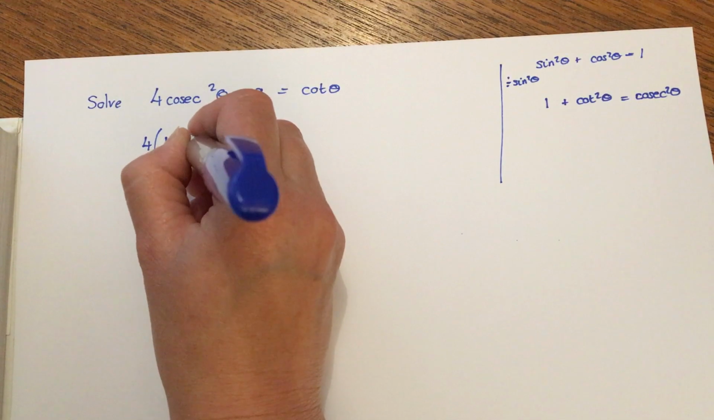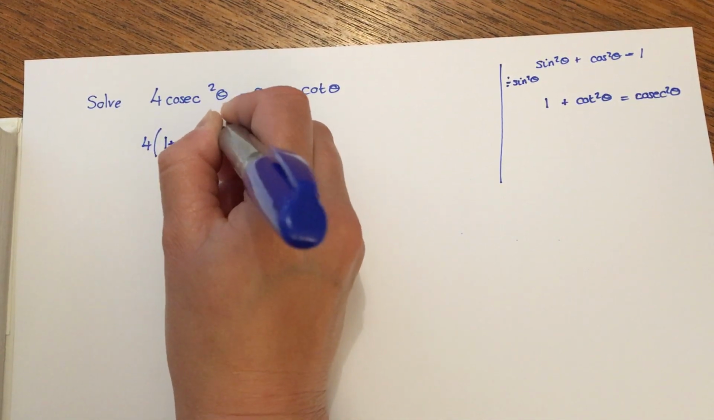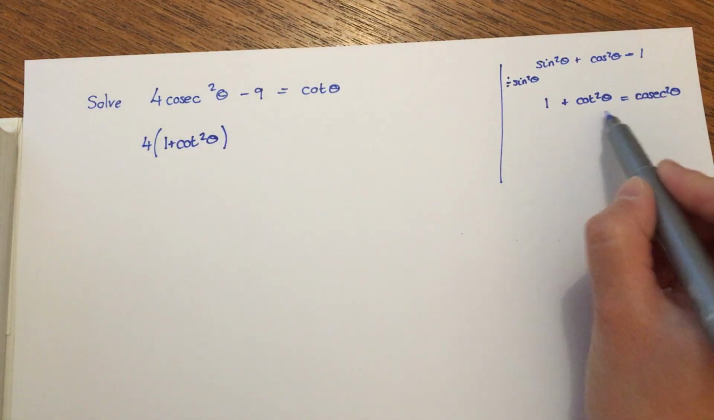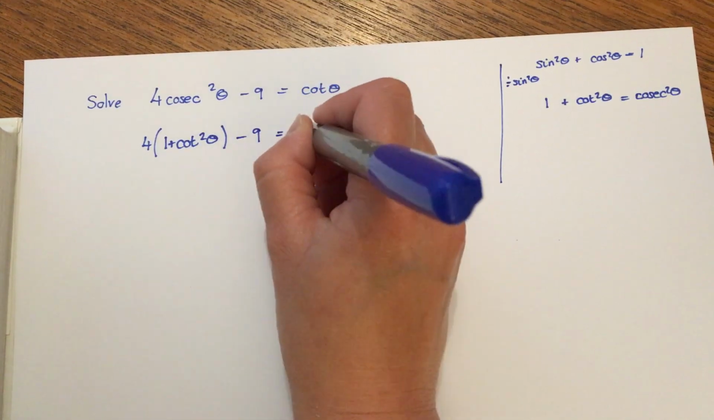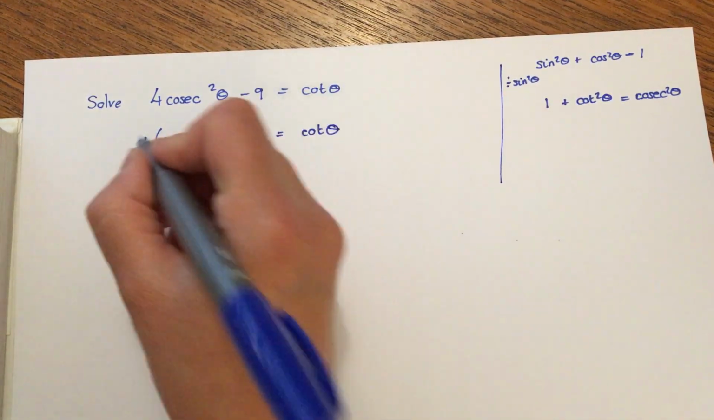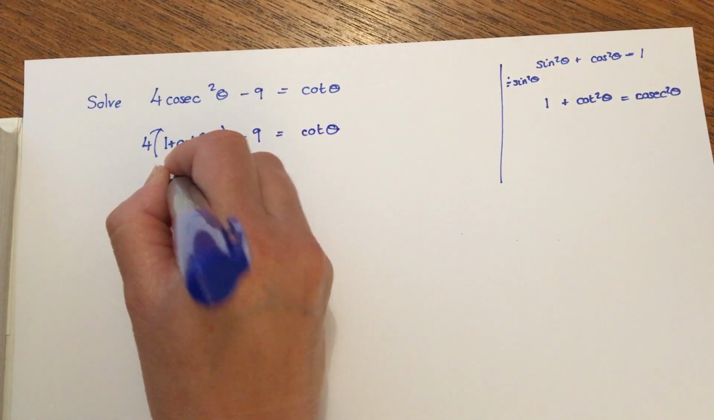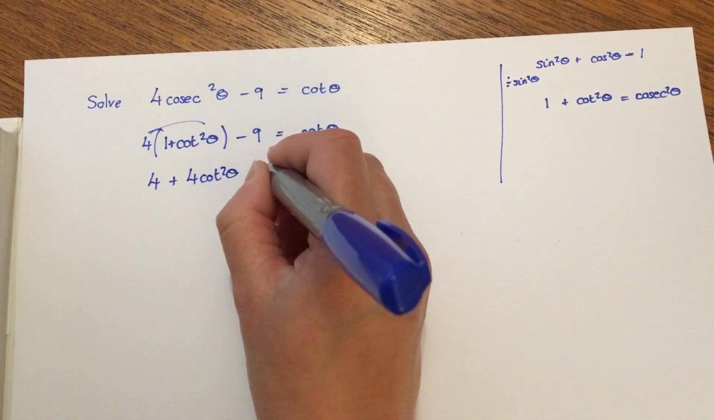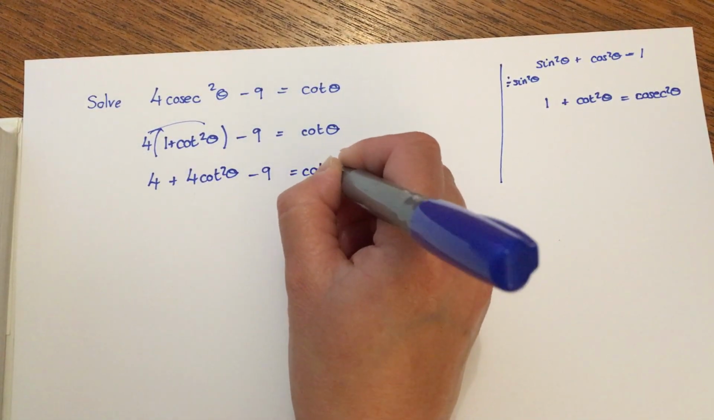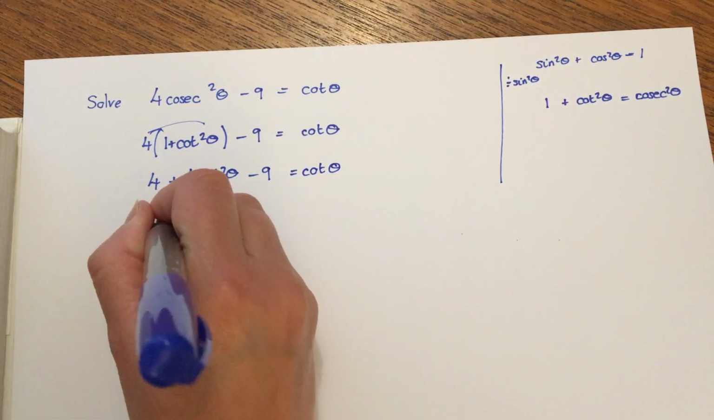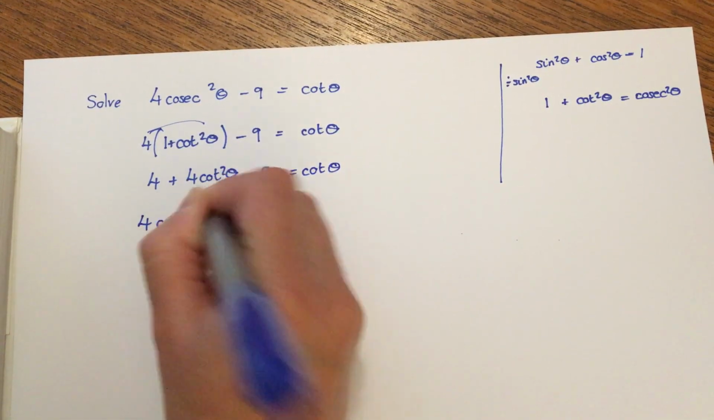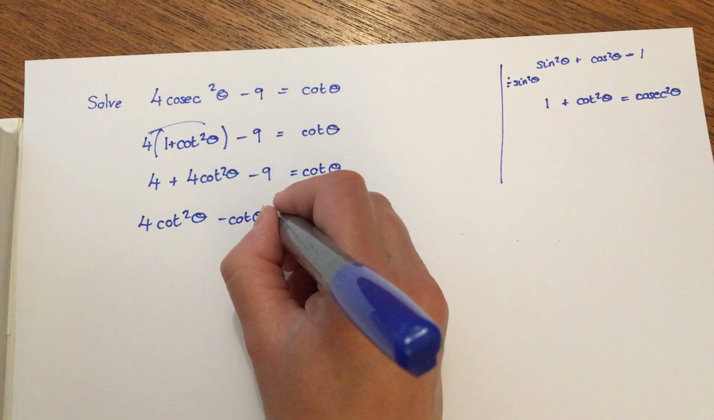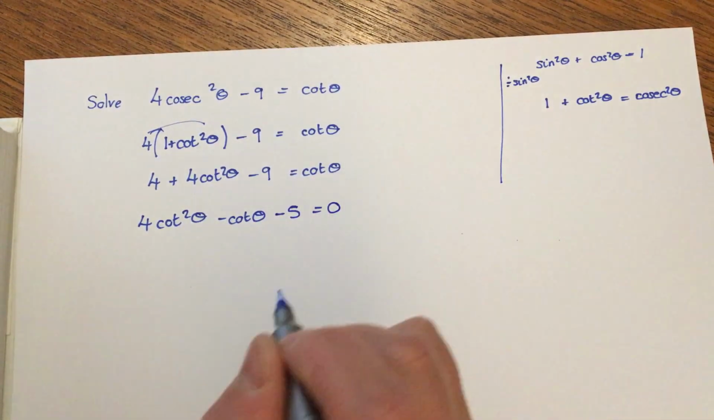So I'm going to swap that in. All I've done is taken that cosec and swapped it for a 1 plus cot squared using this identity. If I multiply this out, I've got 4 plus 4 cot squared theta minus 9 equals cot theta. So I'm going to rearrange this, bring it all to this side. So I've got 4 cot squared theta minus cot theta, minus 9 plus 4 minus 5 equals 0, which is a quadratic.